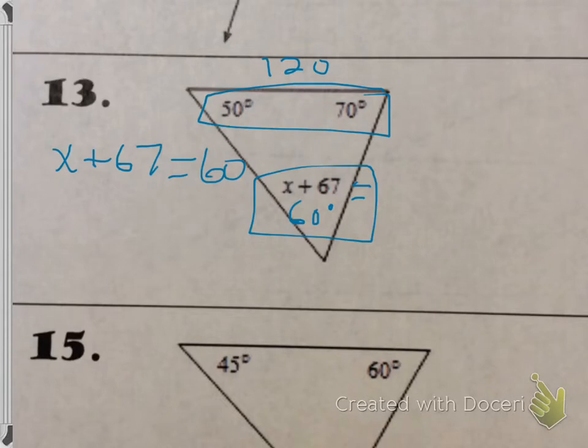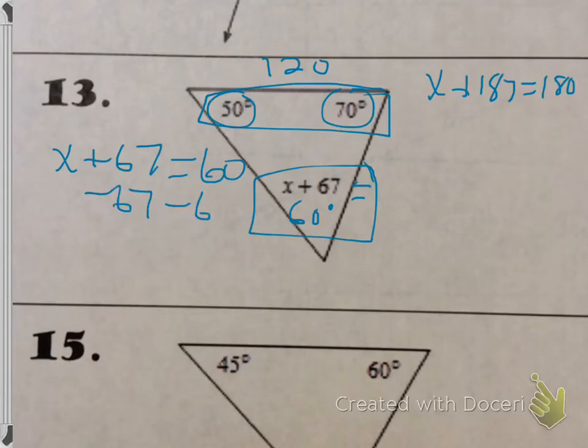Another way I could have done that is I could have added all three angles together and equaled it to 180. So I could have gone x plus, and then 50 plus 70 is 120. 120 plus 67 is 187. So I would have been x plus 187 equals 180. And I would have to just solve from there. Either way, when you do it, you're going to get the same answer, which is x equals -7. All right, next problem.